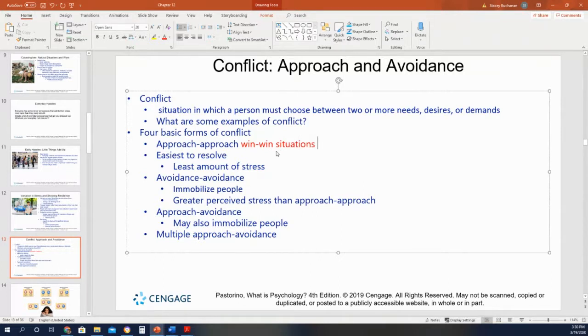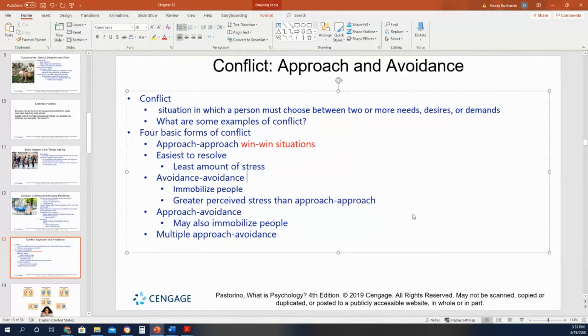These are the easiest to solve because you're choosing between 2 good things. Do you go out to get ice cream with your best friend, or do you stay at home watching a movie with your partner? Both of those sound great. So it's easy to resolve because either way, I'm happy. Do you eat strawberry ice cream or chocolate ice cream? That'd be a win-win for me because I think both are fantastic. So there's the least amount of stress involved with these approach or win-win conflicts.